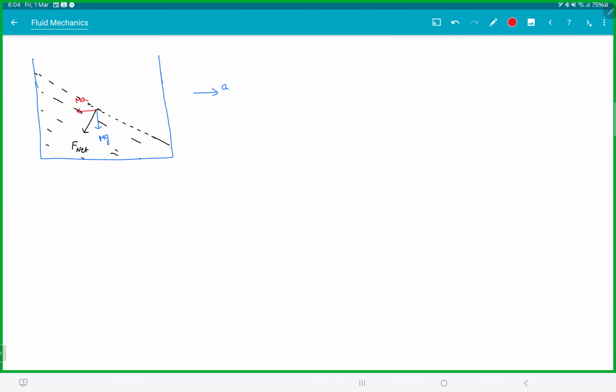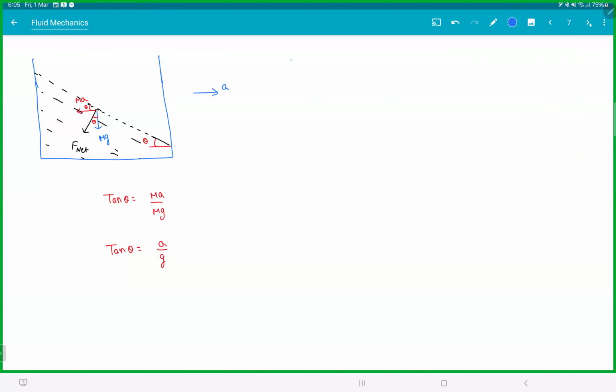If you take this angle as theta, this will be theta and this will be theta. So from here, we clearly get tan theta is equal to Ma by mg. This is a standard result. Tan theta is A by g. So whenever the container accelerates, the liquid inside will make an angle of tan theta is equal to A by g.